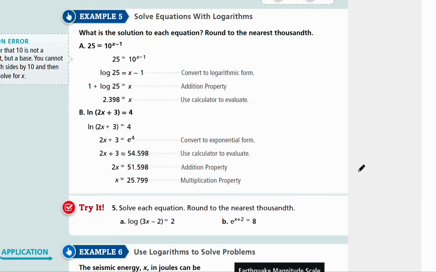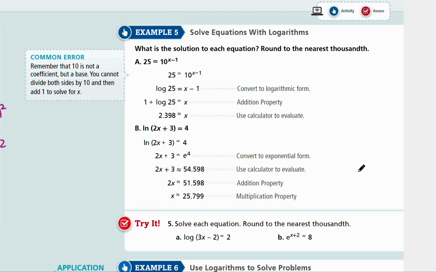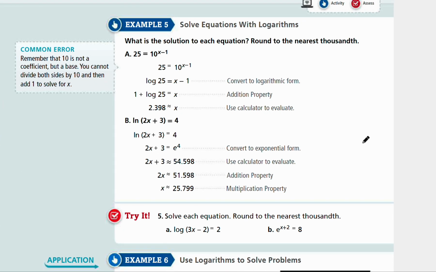Okay, let's look at example 5. Solve equations with log. This is the fun part. What's the solution to each equation? Round to the nearest thousandth. So 25 is equal to 10 to the power of x minus 1. Before, it was really hard to solve with just the knowledge of exponents, right? But now we know log. And so we can change this to the logarithmic form, which means the base is going to be log base 10, which is implied here, of 25 is equal to x minus 1.